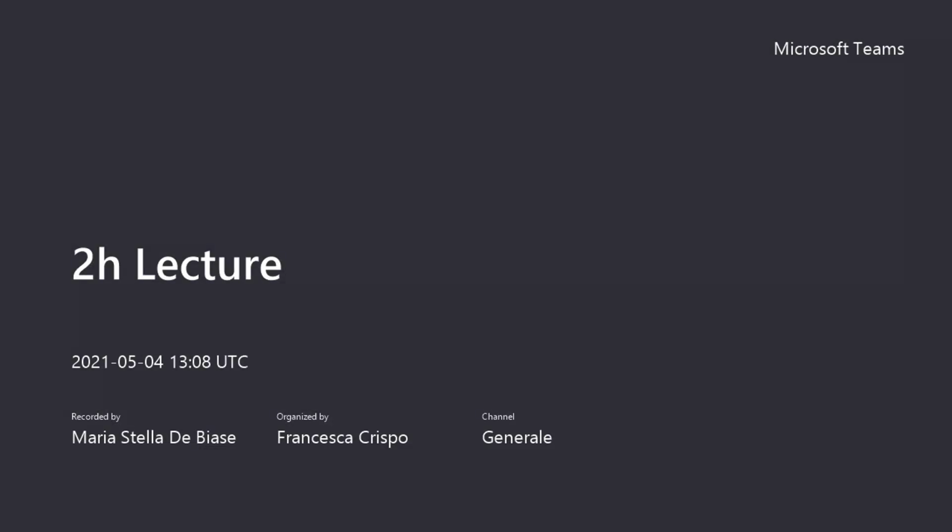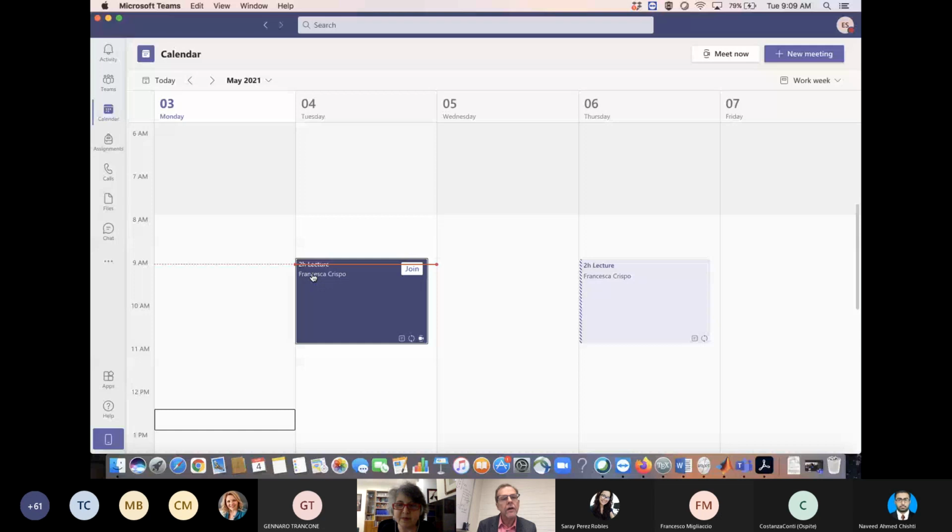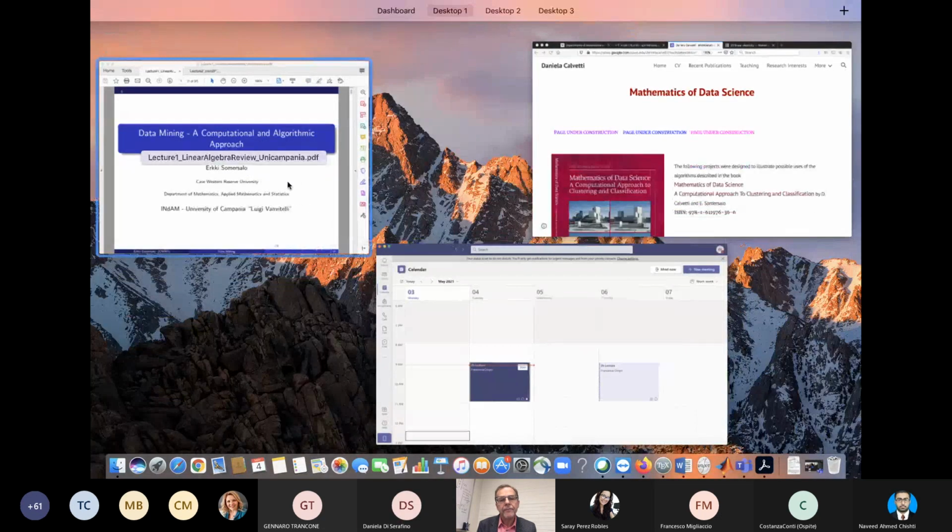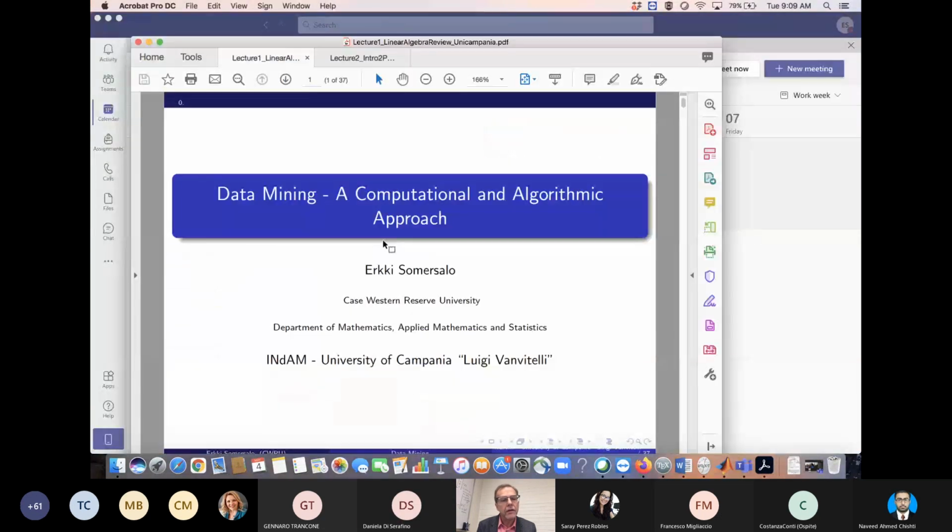platform, so bear with me if I have some problems with sharing the screen, etc. But I will try. So let's see how this works. Do you see my screen now? Yes. Perfect. Okay. Yes, I will make the full screen mode soon.